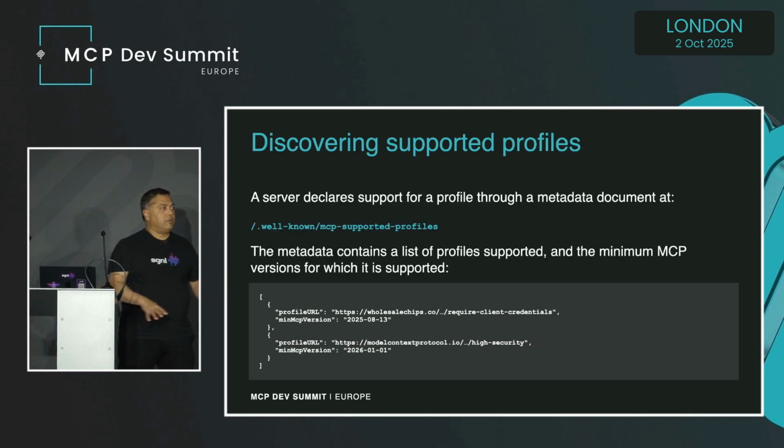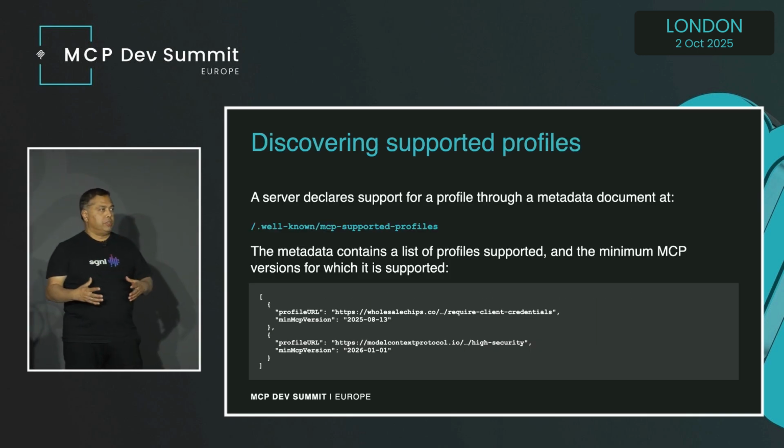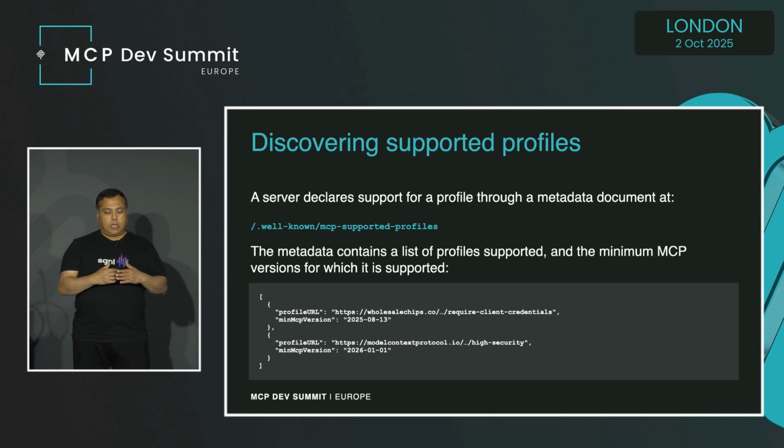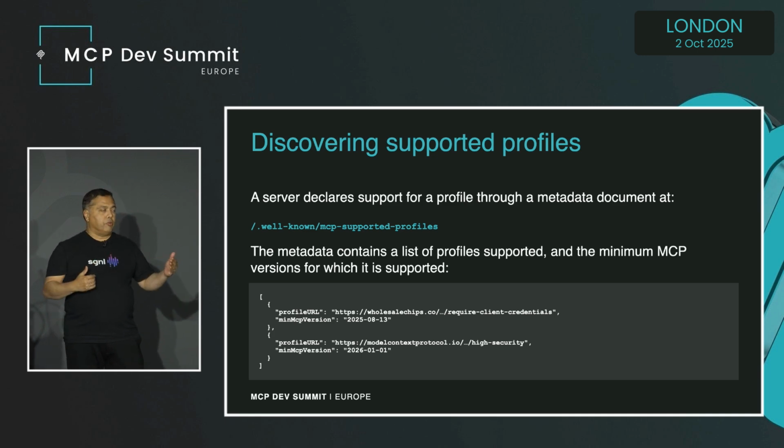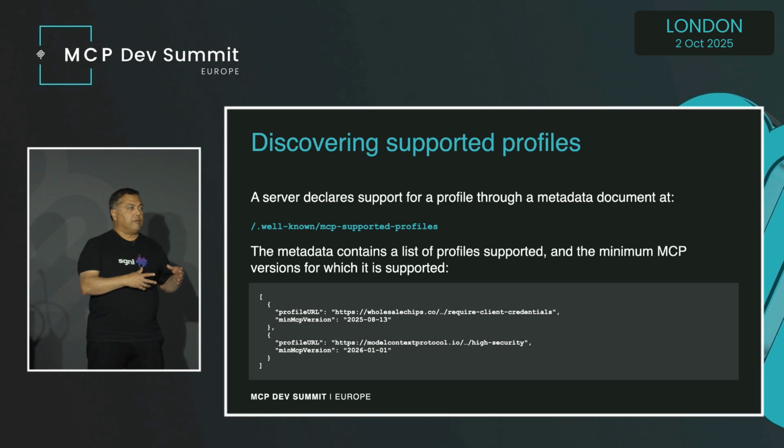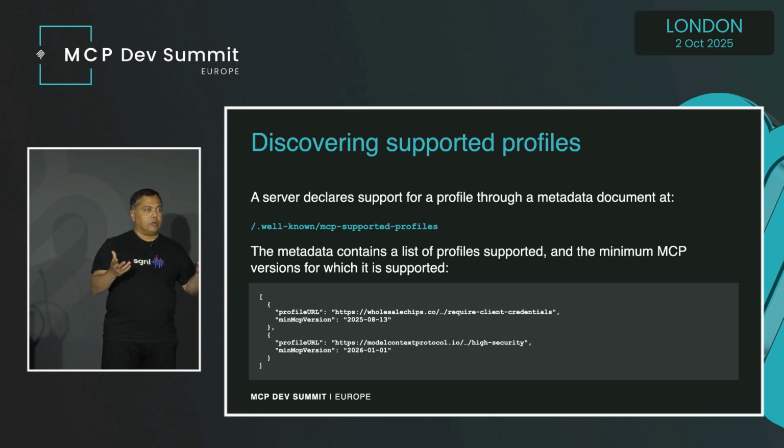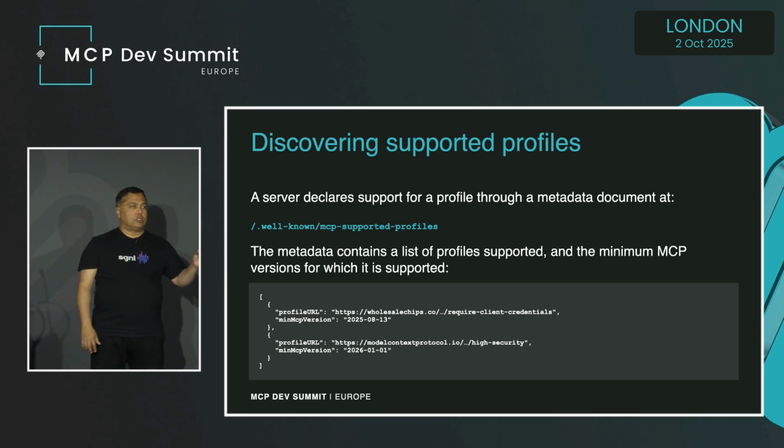Now, when I have a server, let's say I have an internal MCP server, what I would say in my server is that I support these profiles. Now, there's a mechanism in IETF called a well-known document. And so I'm proposing that we use this well-known document called MCP Supported Profiles. And in that, you specify all the profiles that your server supports, right? Very simple. And it also specifies which minimum MCP version that profile can be used with.